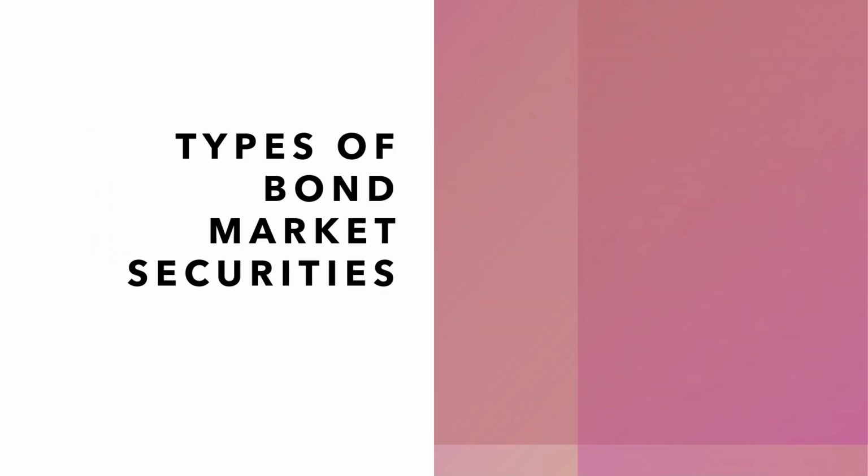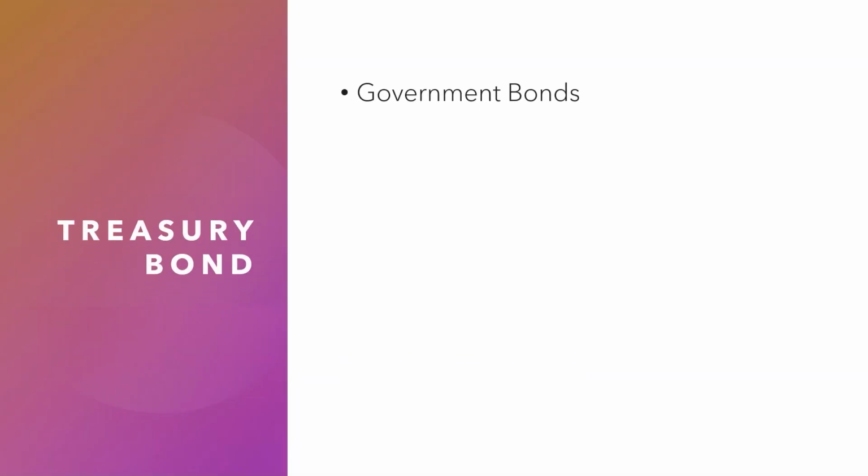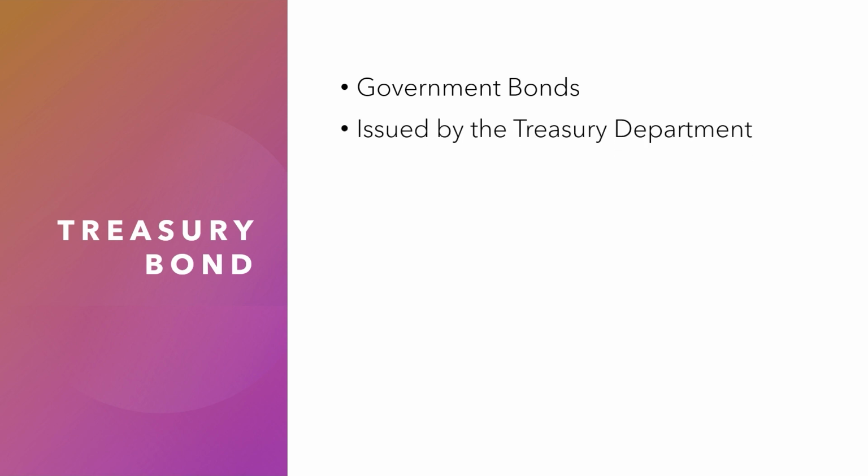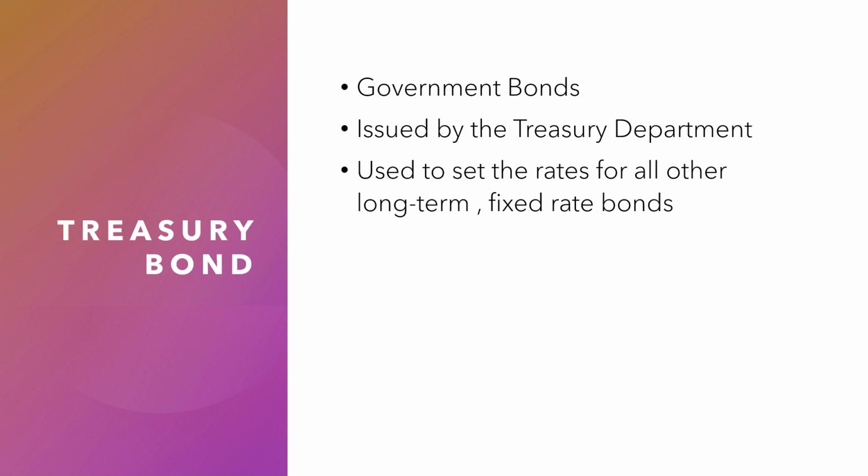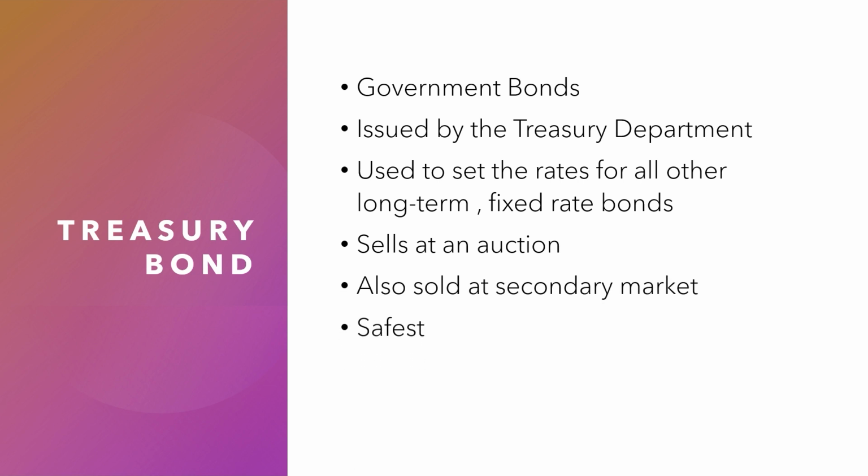So what are the different types of bonds? The first type of bond is called a treasury bond. A treasury bond is also known as government bonds. They are issued by the Treasury Department of the government. Treasury bonds are used to set the rates for all long-term fixed-rate bonds. The Treasury sells them at an auction to fund the operations of the government. They are also resold on the secondary market, and they are the safest since they are guaranteed by the government. That means they also offer the lowest return.